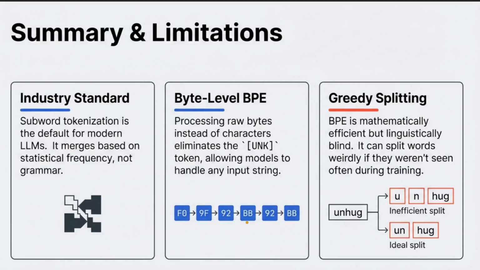So to summarize, BPE allows large language models, LLMs, to be efficient and flexible. However, remember that it is a greedy algorithm. It creates tokens based on math, not linguistics. Sometimes it splits words in ways that may look weird to humans, just because those pairs happen to be frequent in the training data. Also, once the vocabulary is built, it's frozen. The model cannot learn new token types after the training is finished.